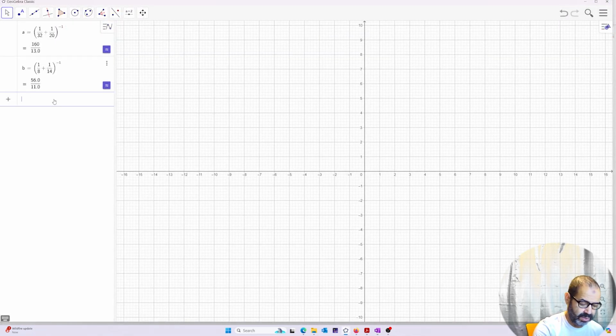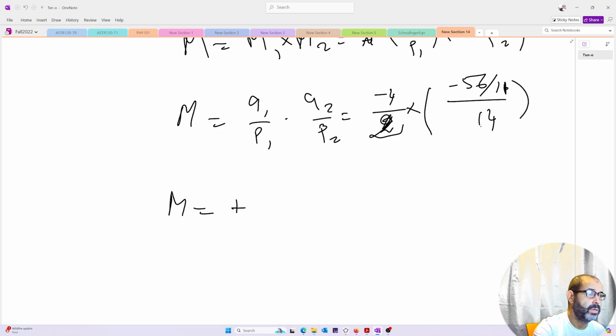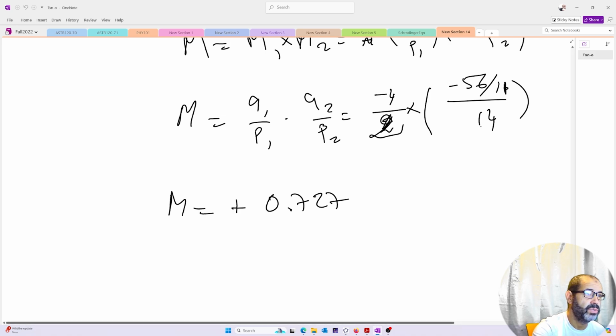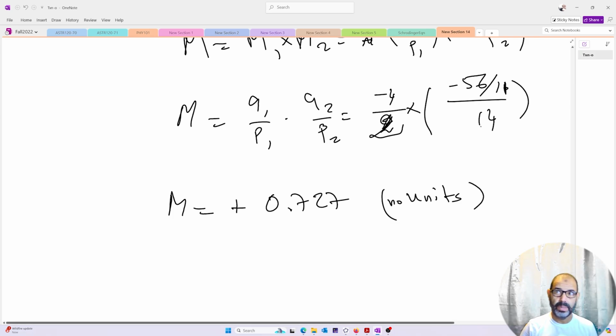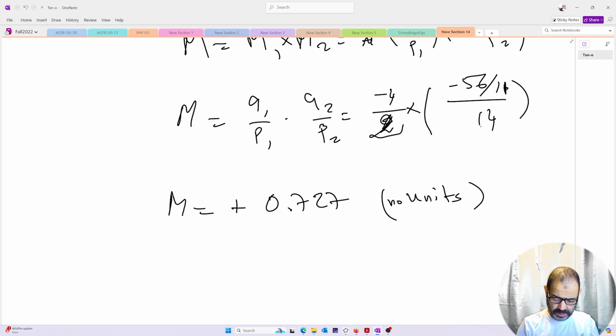Well, you're in an exam, of course, you're going to get 4 times 56 divided by 2 from the P of the first lens times 11 from the fraction times 14 from the P of the second lens. So it's 8 over 11 or 0.727. It has no units. It's just a number, the ratio of the height. Okay. They didn't ask anything in here.